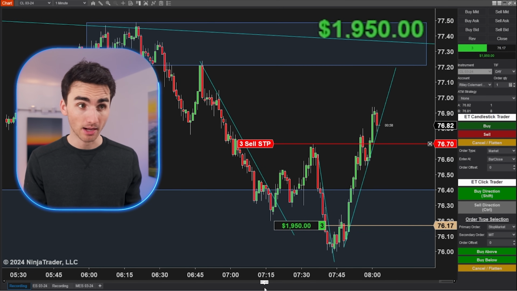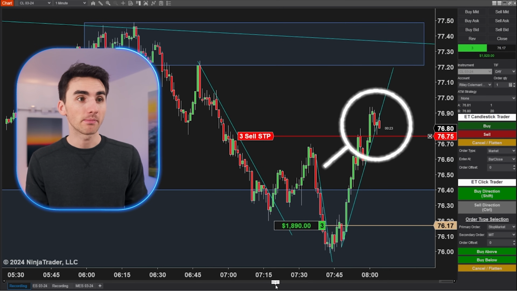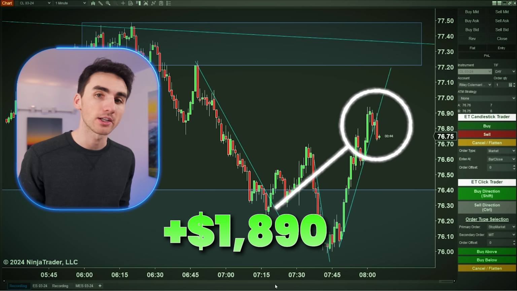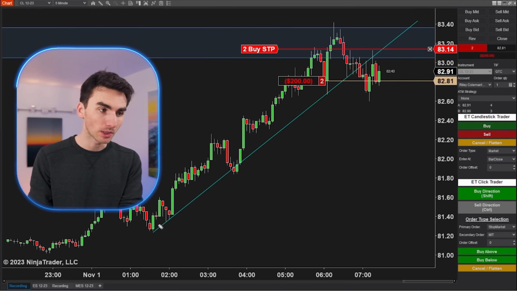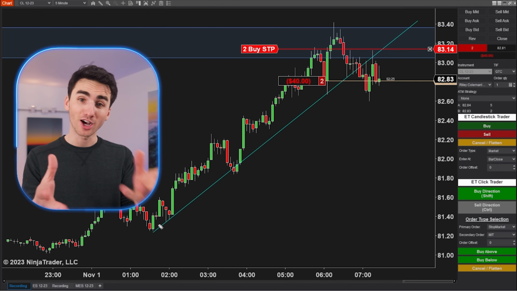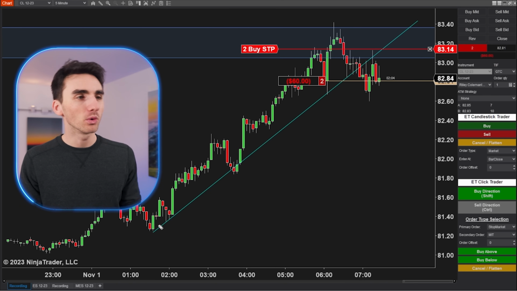And so there I was able to capture a really nice swing off of that, getting about $1,800, I believe, on that trade. Now, the one pattern I think is probably the most powerful and consistent other than the failed breakout is look at this market right here.